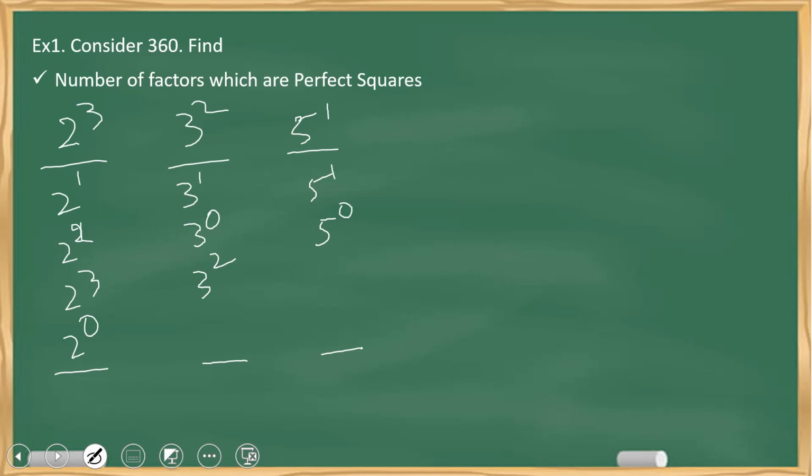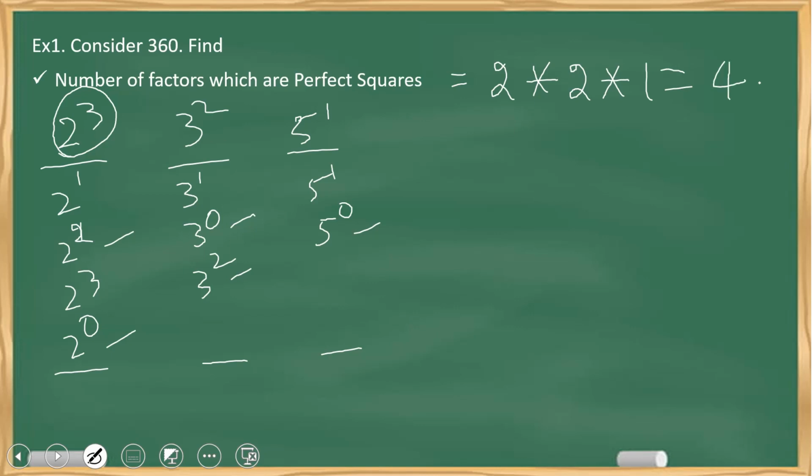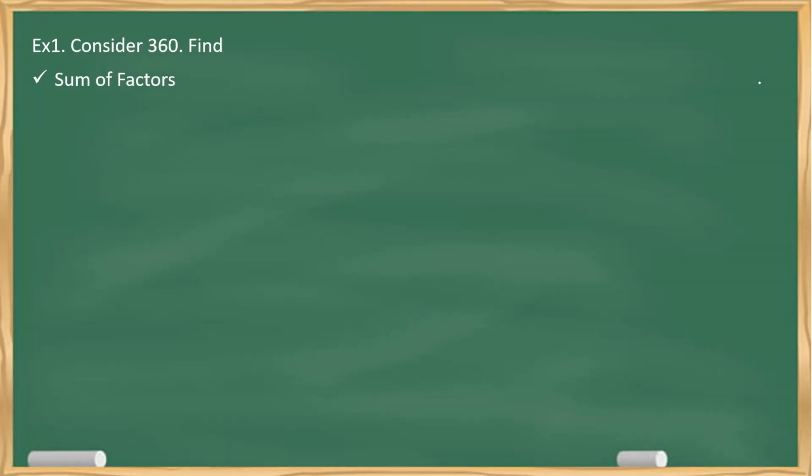So first, in 2 cube, we'll find how many are perfect squares. 1, 2. So there are 2 perfect squares. Into, in this, how many are perfect squares? Again 2. Into, in this, how many are perfect squares? Only 1. That is equal to 4 perfect squares are there. Now the sum of factors here. So 2 cube into 3 square into 5 power 1.